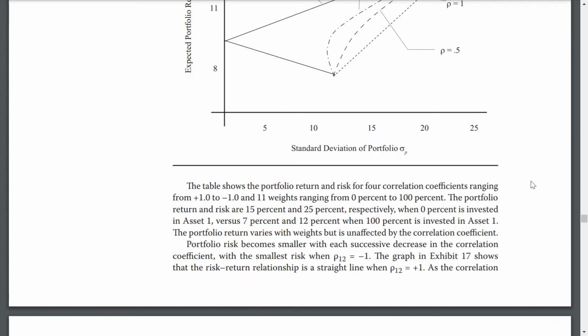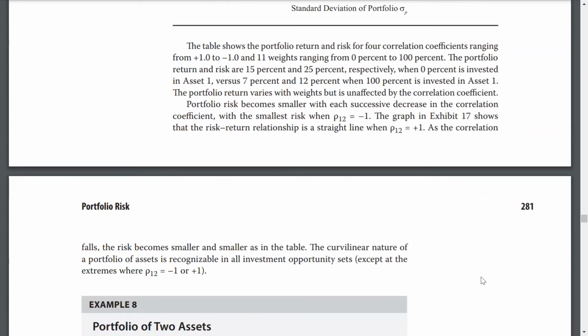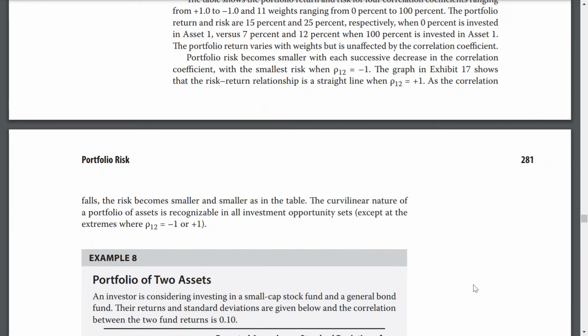The graph of Exhibit 17 shows the risk-return relationship as a straight line when ρ12 is equal to 1. As the correlation falls, the risk becomes smaller and smaller, as in the table. The curvier nature of a portfolio of assets is recognized in all investment opportunity sets, except for the extremes when ρ12 equals -1 or 1.